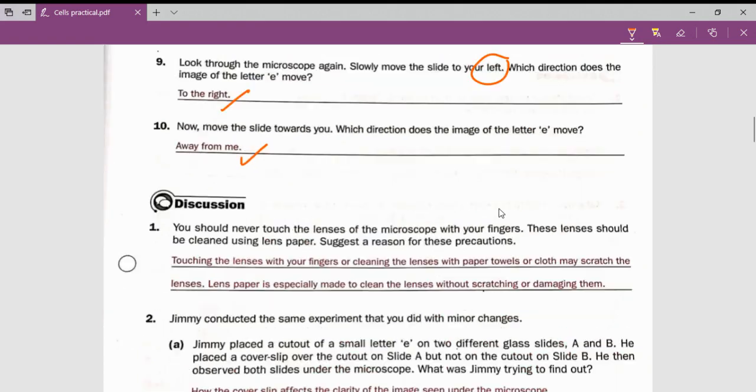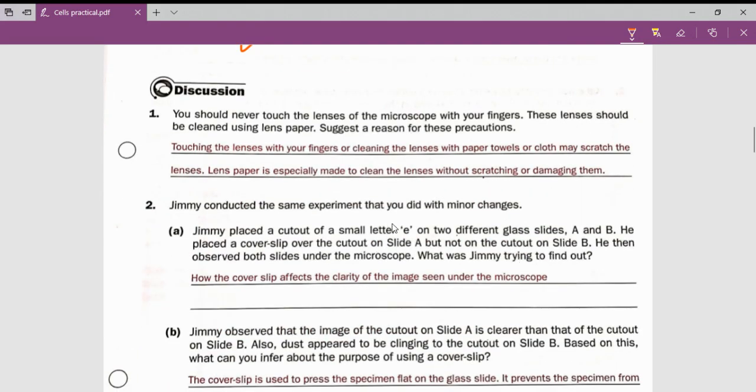Okay. Let's try these few discussion questions. The first question is why should we never touch the lenses with your fingers? And these lenses should be cleaned with special lens paper. What is the reason for this precaution?